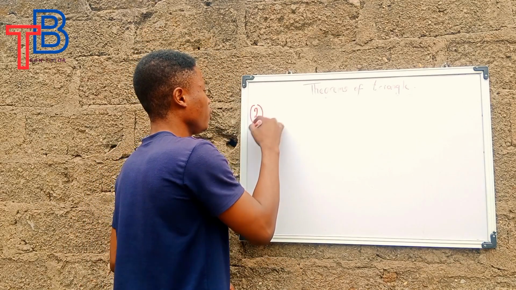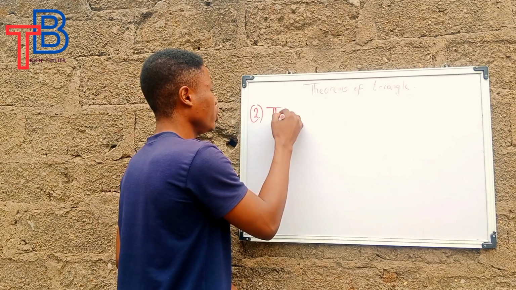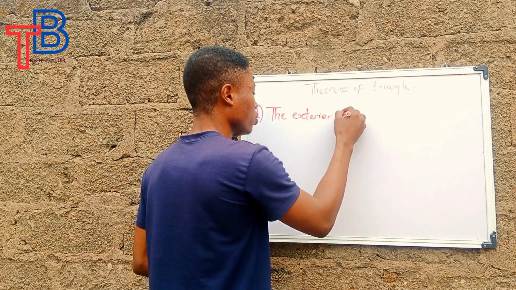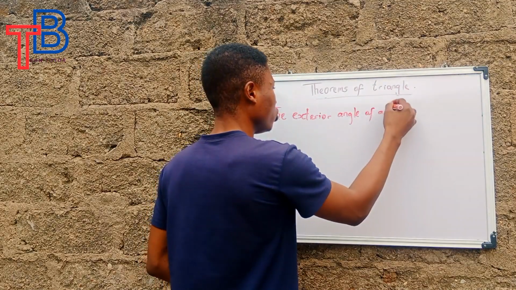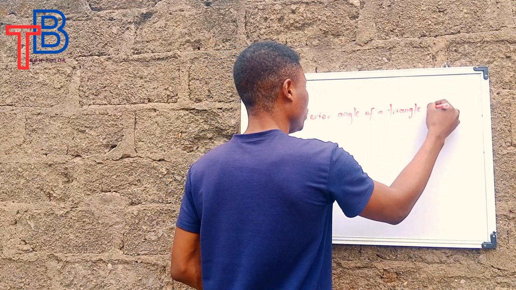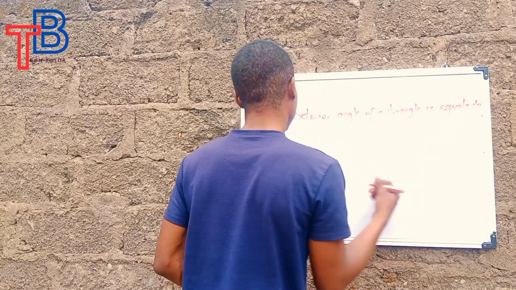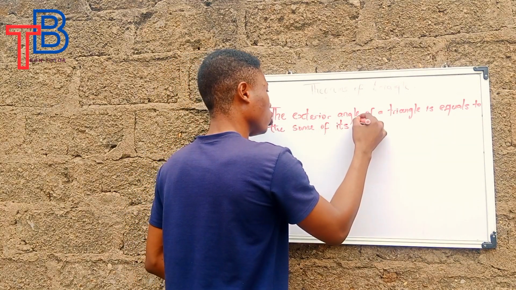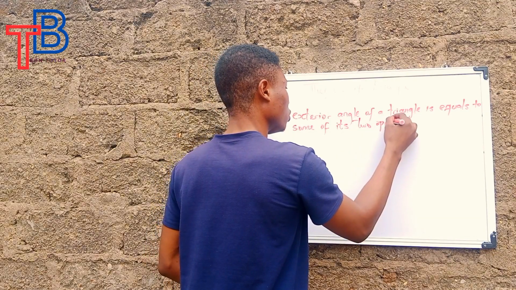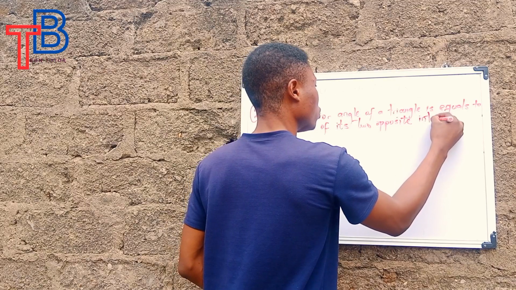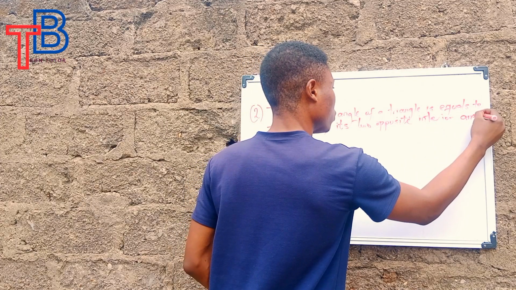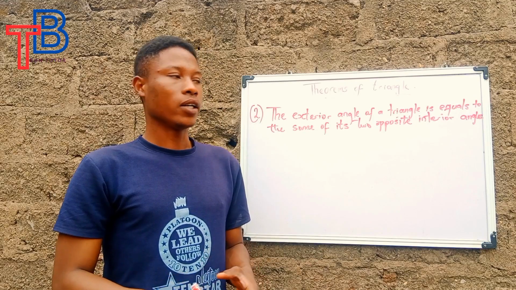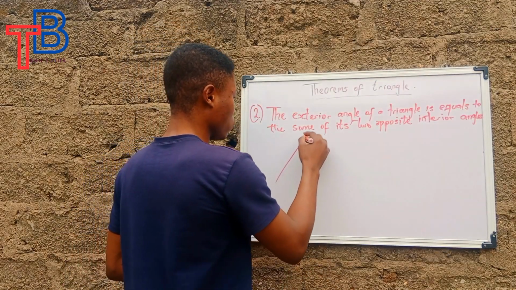The second theorem we have today says the exterior angle of a triangle is equal to the sum of its two opposite interior angles. And let me use a diagram to explain that to you.